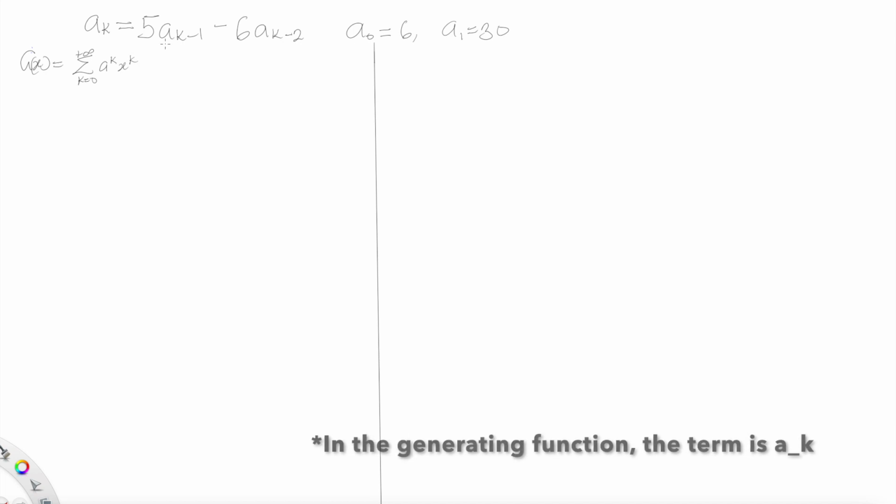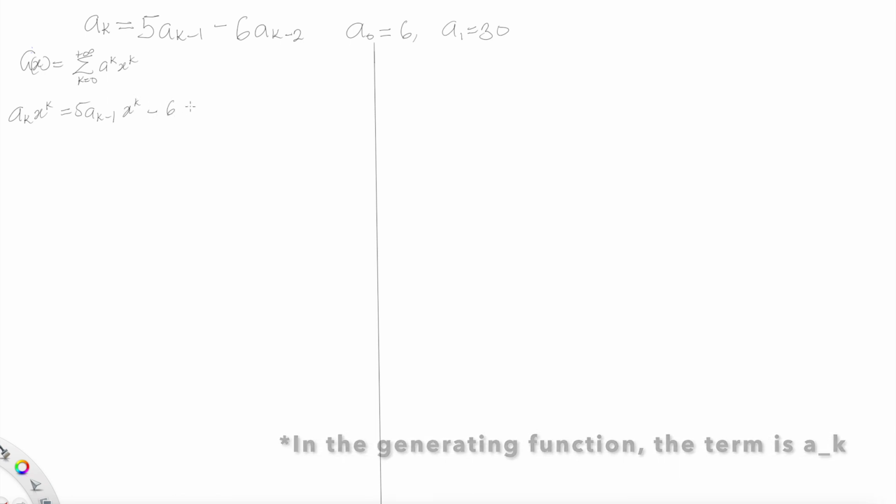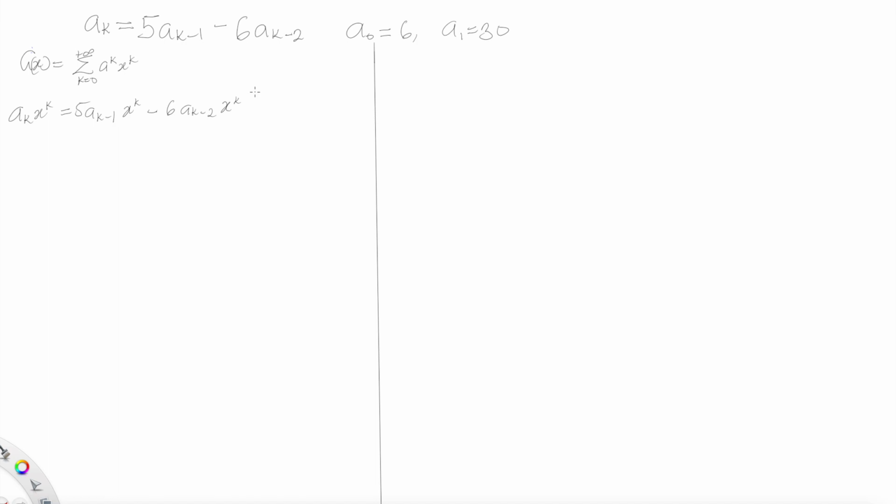Then the next thing is you multiply through your recurrence relation by the highest subscript, which in this case is k. So a k x exponent k equals 5 a k minus 1 x exponent k minus 6 a k minus 2 x exponent k. And then we have to sum everything individually.